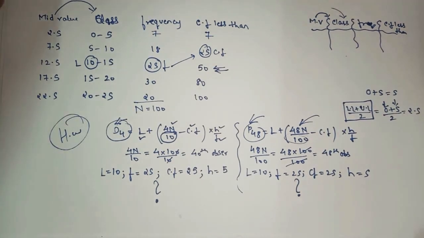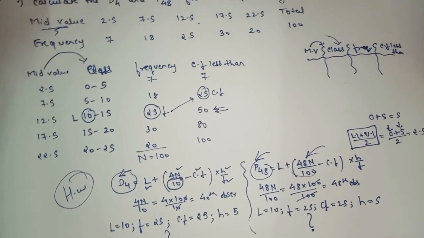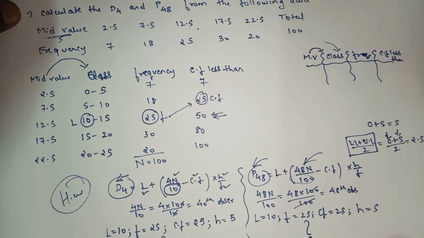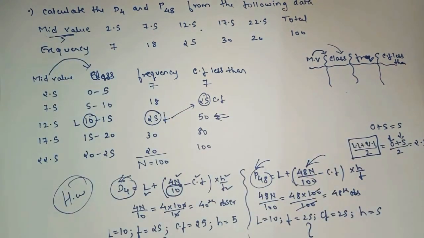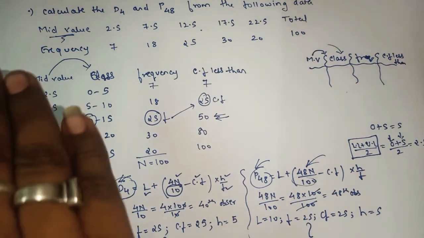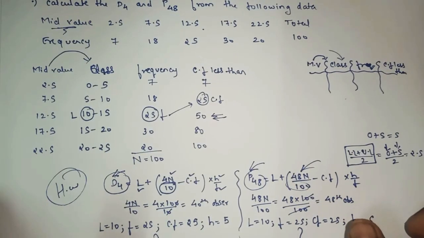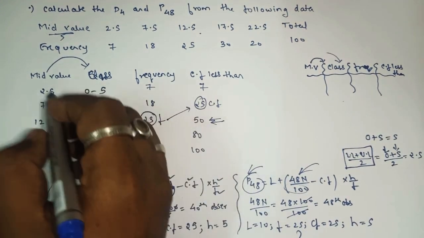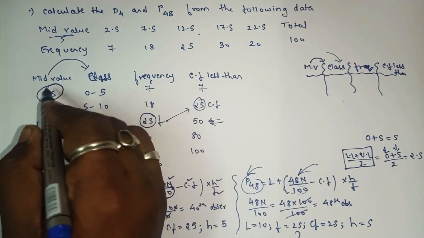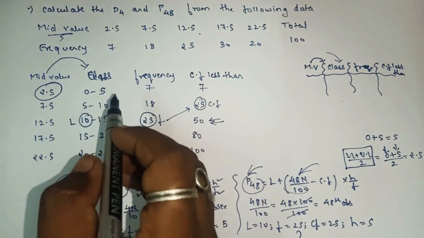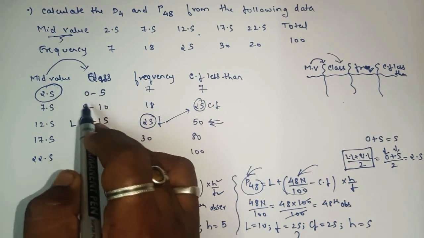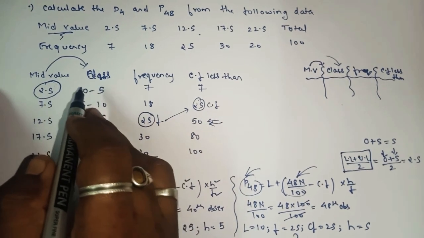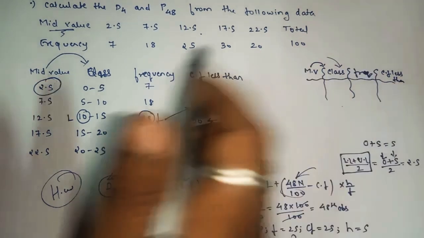So I hope you all understood the concept which we did for the sum. For this sum, once again I will explain. Here we have the mid value. Mid value is not the proper class. We have to convert that mid value into class. Mid value is the midpoint of the class, so we have to guess which two classes 2.5 lies between. Here we got the idea that 2.5 lies between 0 to 5, and we can check also whether 2.5 lies between 0 to 5 by using this formula.